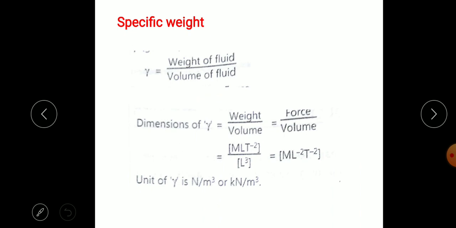Next we are considering the specific weight. Weight, we know, is the downward force exerted on the object under the action of gravity.